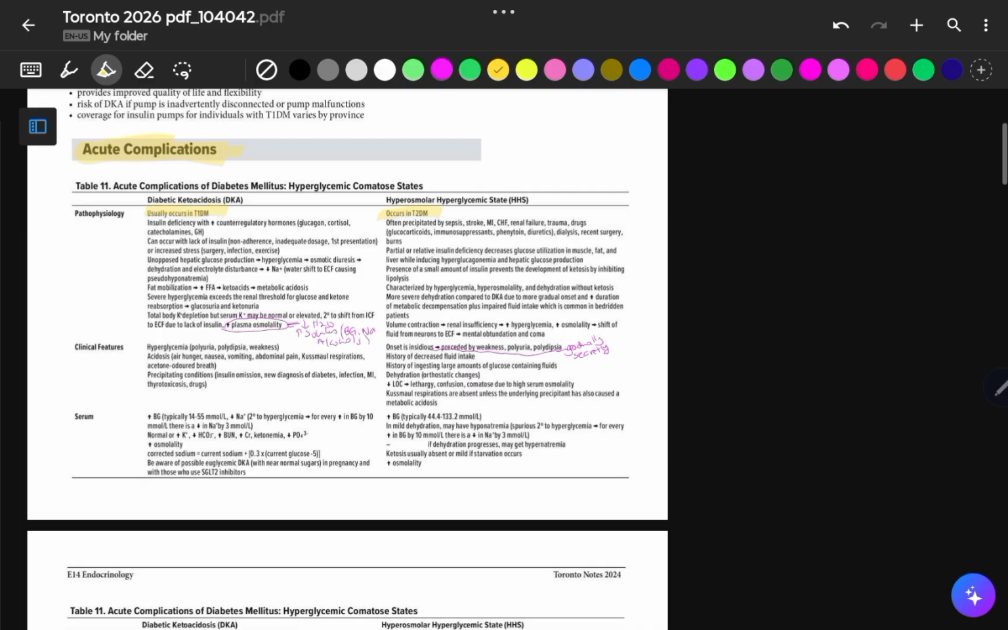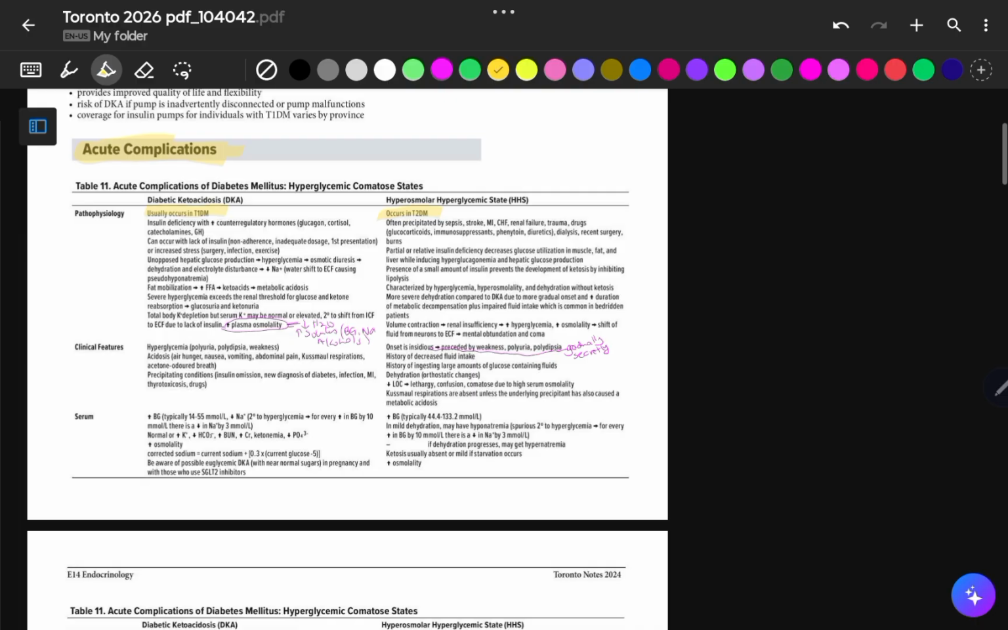So volume contraction leads to renal insufficiency, which causes an increase in hyperglycemia and an increase in osmolality, and this causes a shift of fluid from the neurons to the extracellular fluid. Remember, there's this severe dehydration, so the glucose and increased osmolality shift fluid out of the brain, out of the neurons, so that the extracellular space can have enough fluid. It's kind of like compensation. This affects your neurons, and then the patient presents with coma or mental alterations. So that would be the reason why.